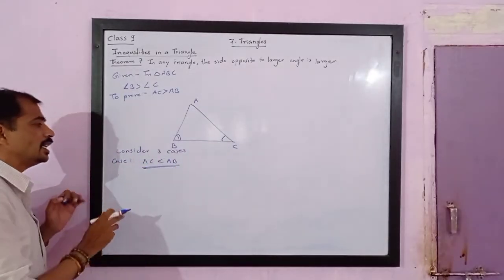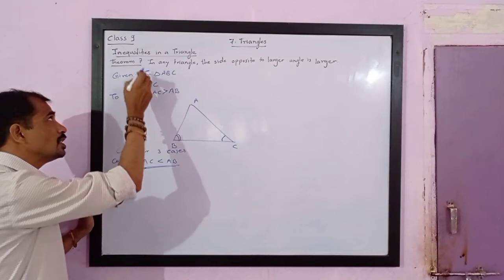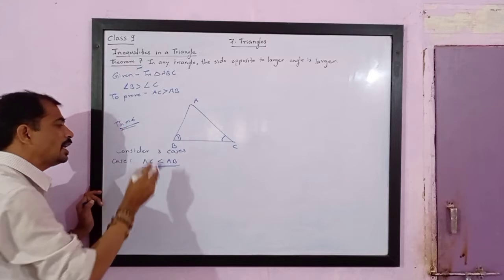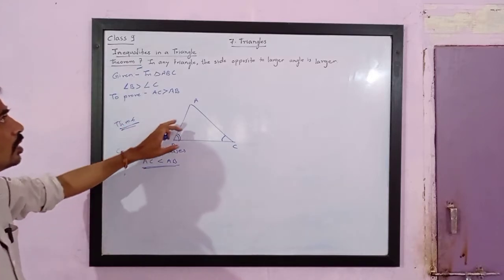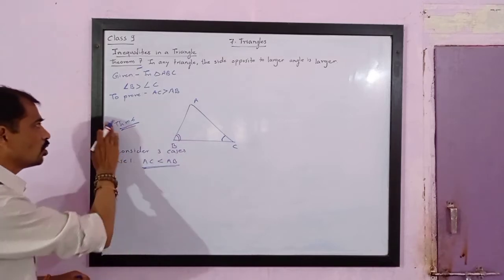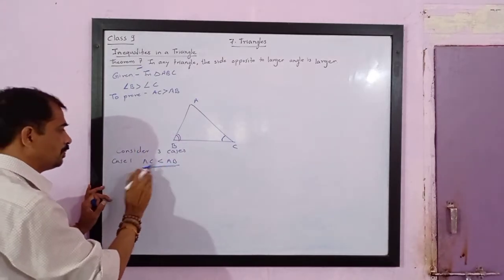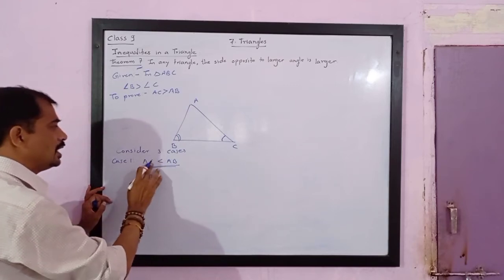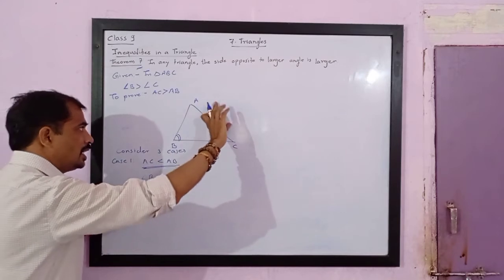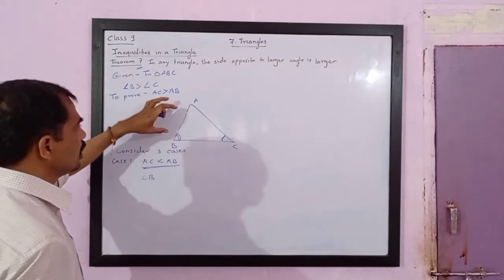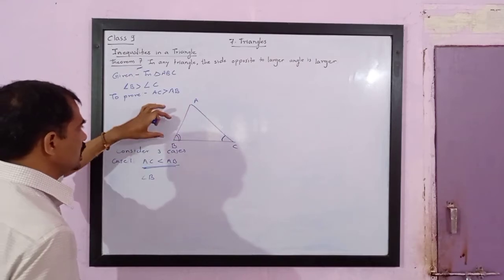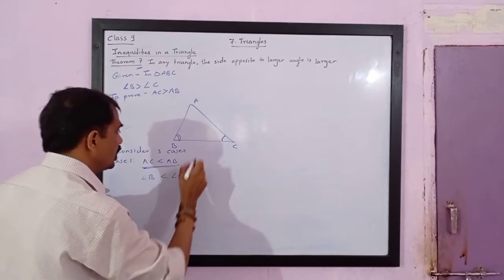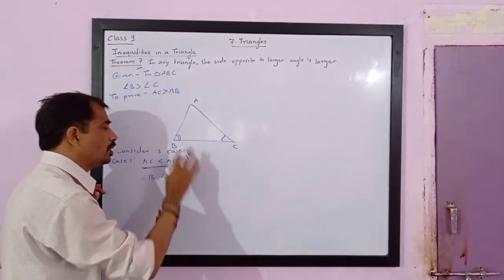Now let us consider AC is smaller than AB. Just before this we have proved theorem number 6. From theorem 6 we have said that angles opposite to greater sides are greater. So if AC is smaller than AB, it means the angle opposite to AC, which is B, is smaller than the angle opposite to AB, which is C. Angle B is smaller than angle C. This is according to the theorem that we have proved in theorem number 6.